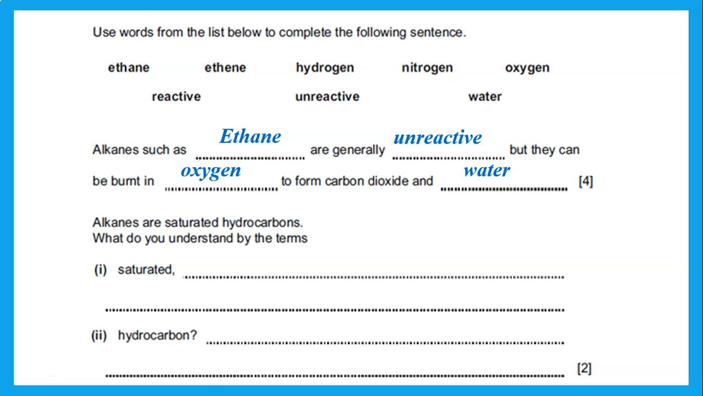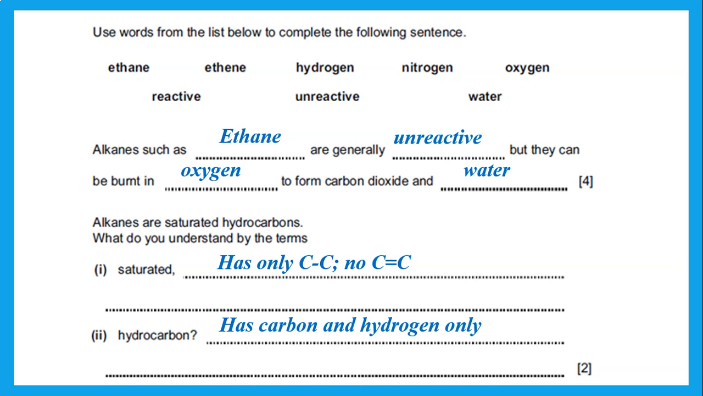Alkanes are saturated hydrocarbons. We said, what do we mean by saturated? Saturated means they have only single bonds between the carbons. No double bonds between the carbons. What does hydrocarbon mean? They have only carbon and hydrogen. Only.